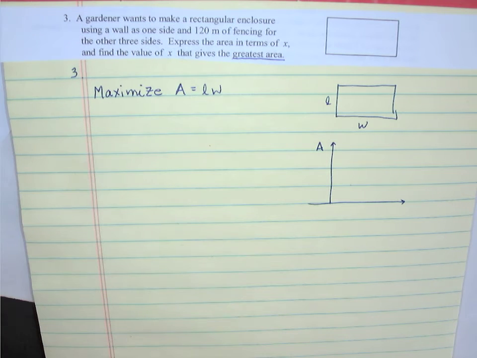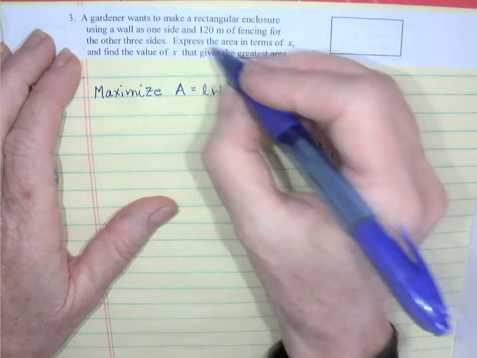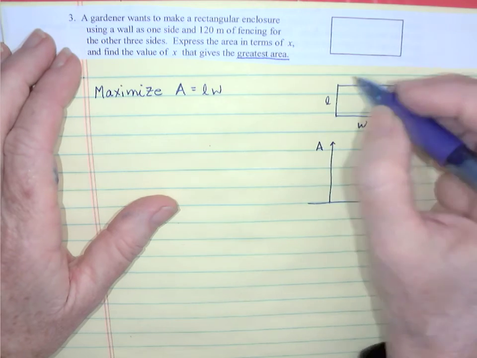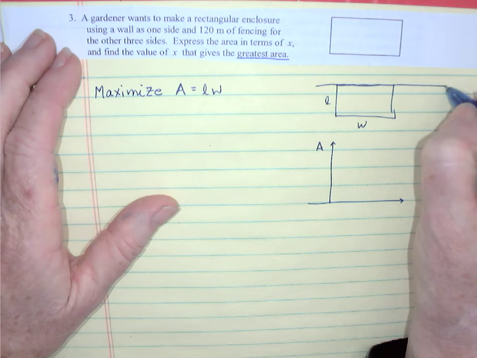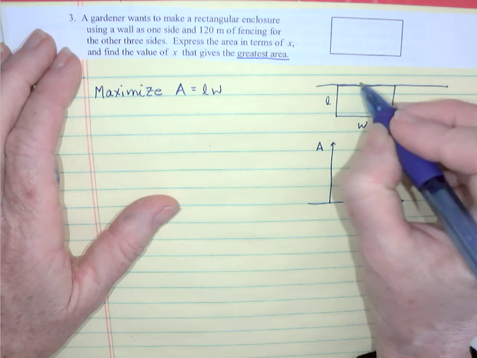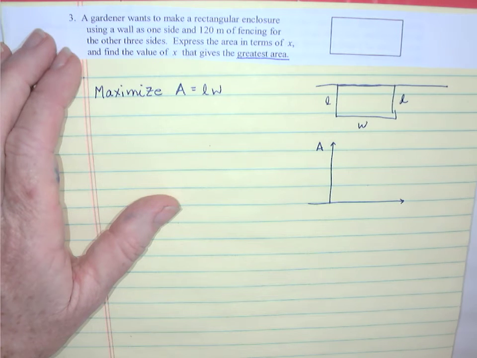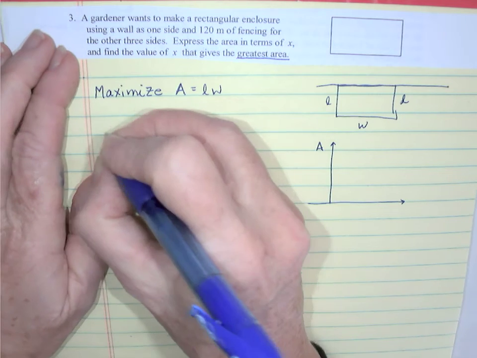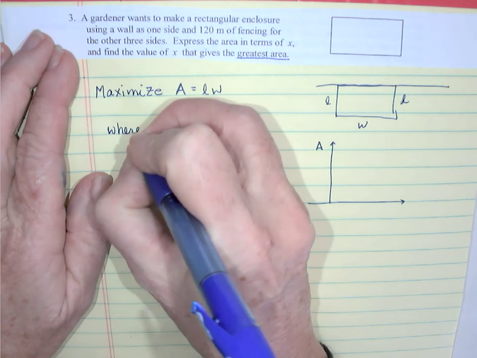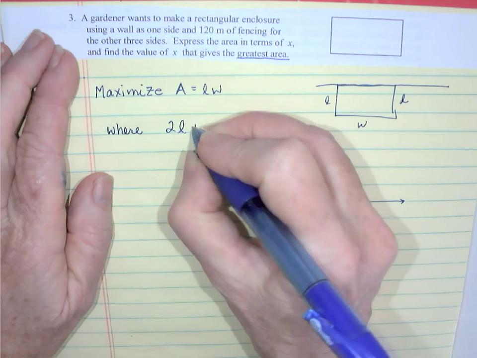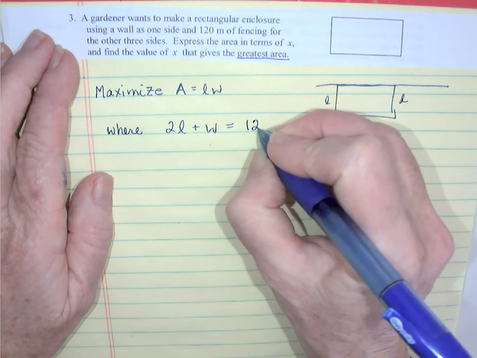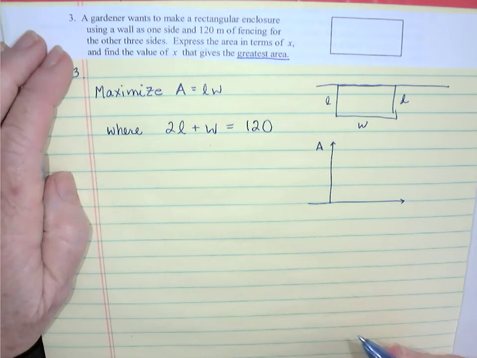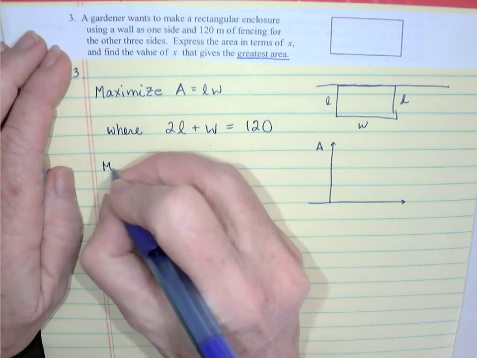So now I am going to go back and I'm going to look at what's going on here. So we have 120 feet of fencing, and we're using a wall as one side. So I'm not going to put a fencing over here. I'll just have fence right here. So I'm going to say we're trying to maximize this where 2L plus W is 120. So now I'm going to rewrite this objective function.